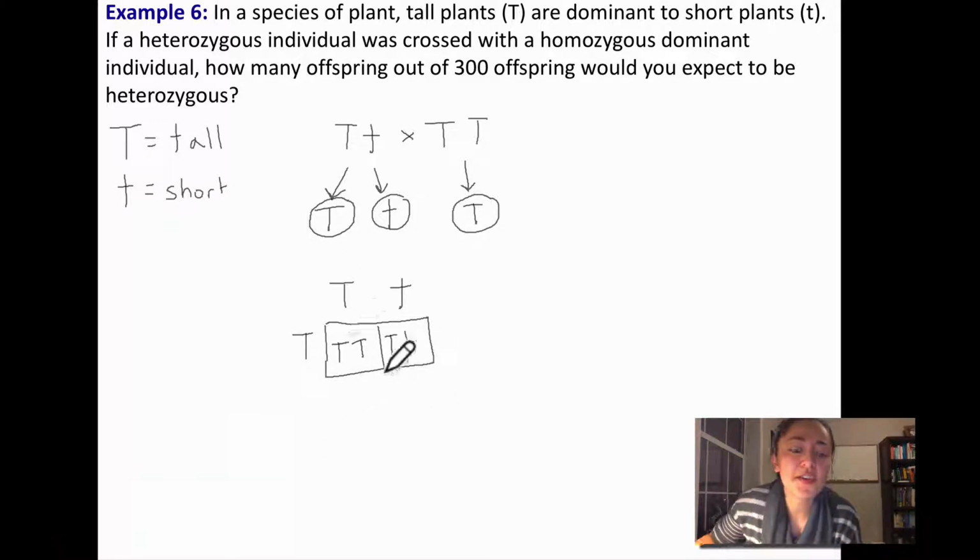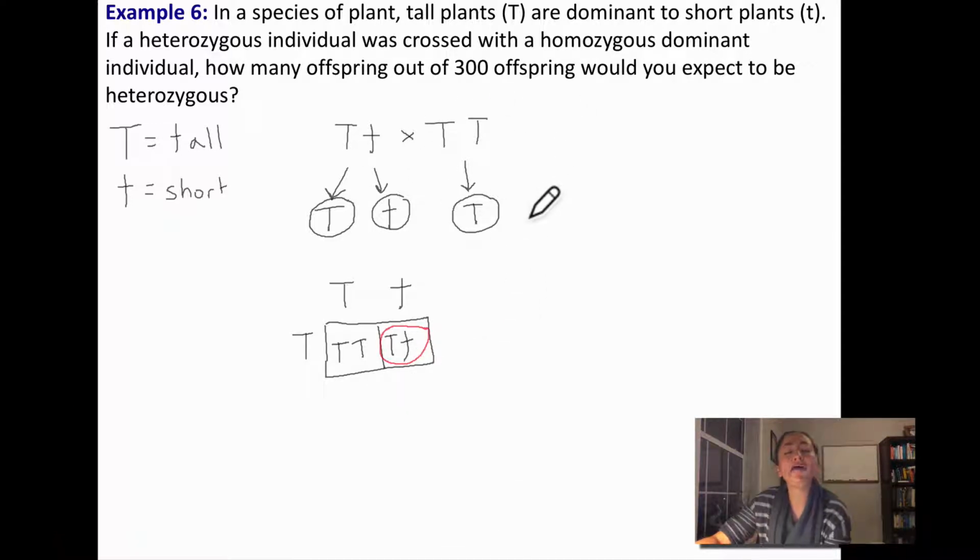All right, so now that I got that rewritten again, we're looking for how many we would expect to be heterozygous. So how many of these offspring here? Well, is this one heterozygous? No, it has 2 big T's. We're looking for one that has 2 different types of alleles. So here, this one does, big T and little t. So we have 1 heterozygous offspring.